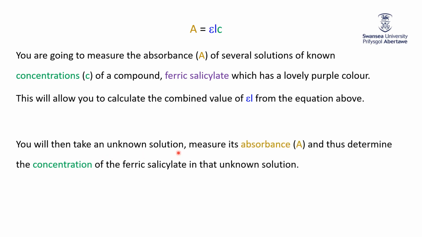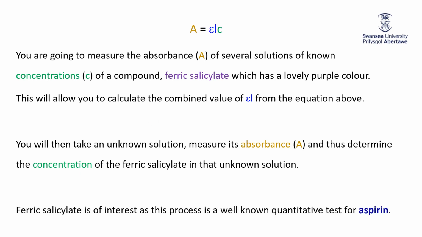Okay, then we're going to take an unknown solution of the ferric salicylate, measure its absorbance, and thus determine its concentration, because if we know epsilon L, measure A, we can calculate C. Now this is a particularly useful little process because it's actually used to test for aspirin. Okay, ferric salicylate of interest for a test for aspirin.